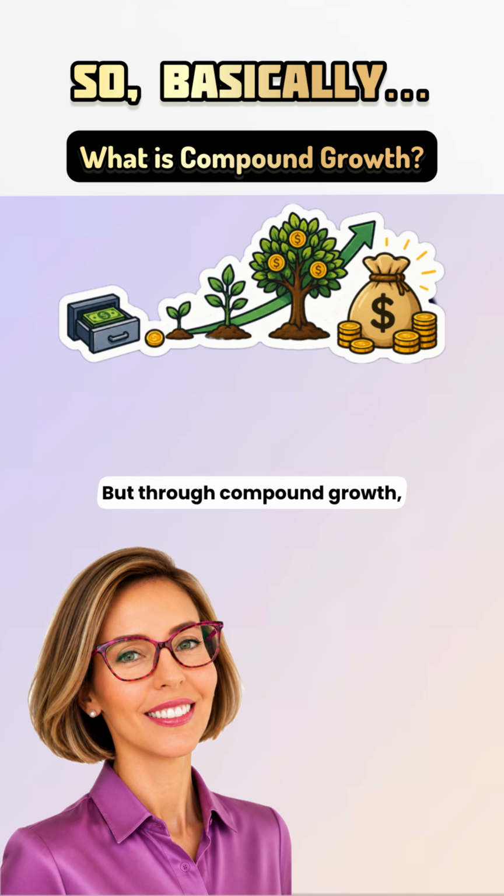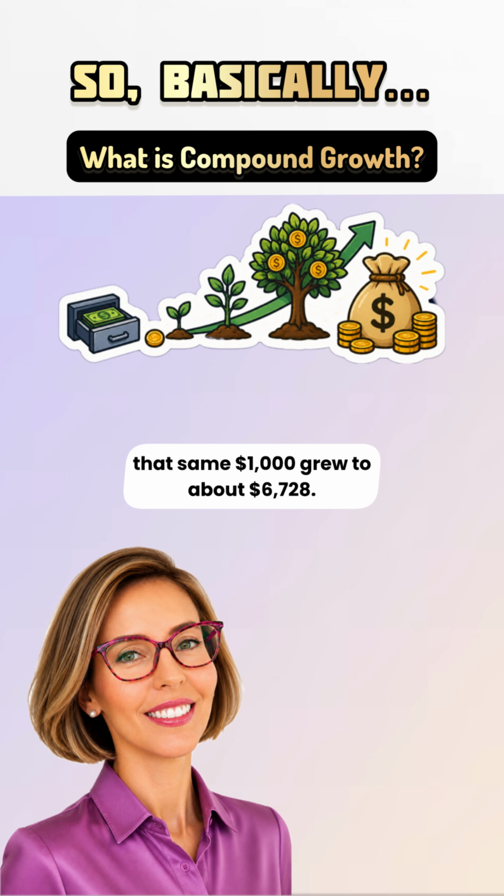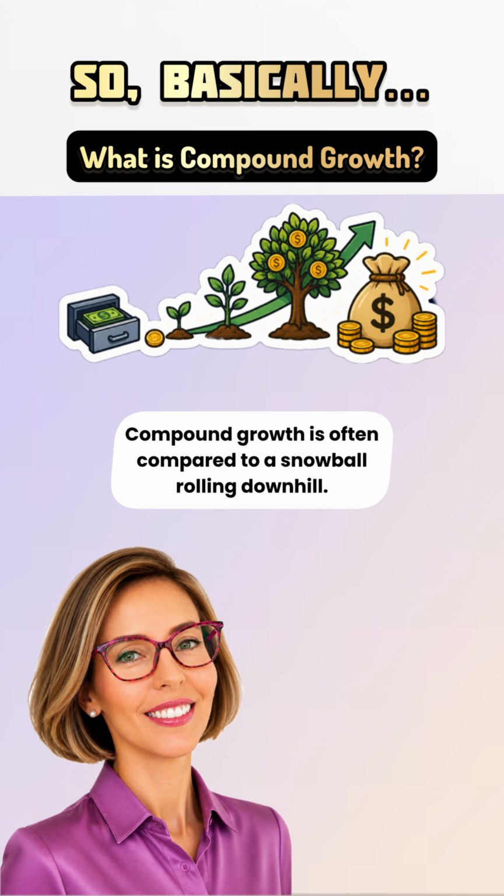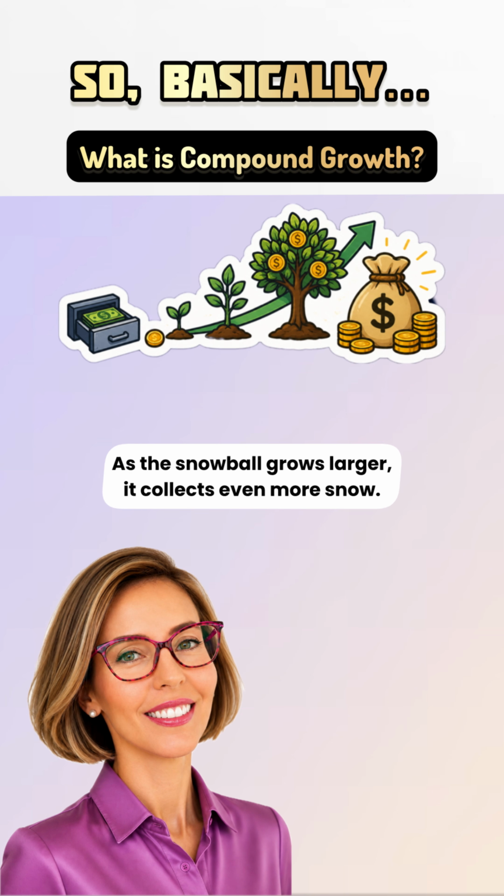But through compound growth, that same $1,000 grew to about $6,728. Compound growth is often compared to a snowball rolling downhill. As the snowball grows larger, it collects even more snow. The larger it becomes, the faster it can grow. Compound growth works in a similar way.